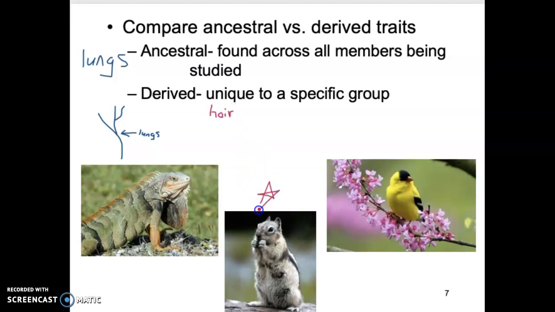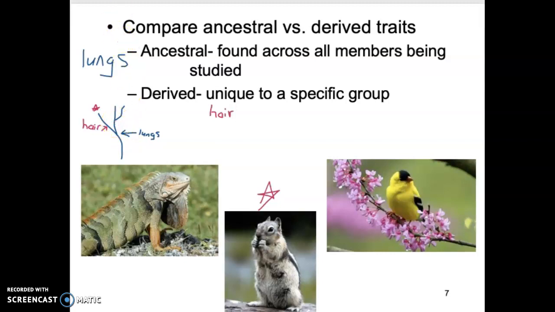Our squirrel has hair. So we'd look at it and say, okay, they all share a common ancestor that had lungs. All three of these branches have lungs. But the reason why the squirrel, I'm going to use a red star for a squirrel, goes over here is because this new trait evolved in this group. I'm sorry, mistake there. A new trait of hair. Looking back at my writing here, the new trait of hair evolved in this evolutionary line. This line didn't evolve hair.